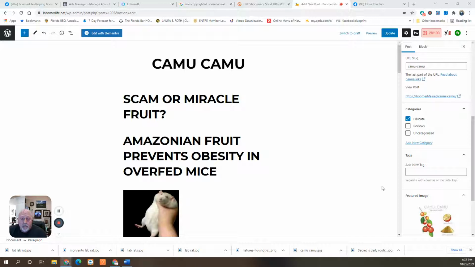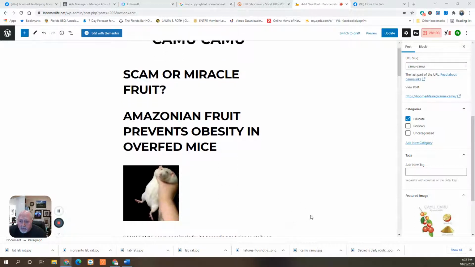I had never heard of this stuff until today, but I keep getting these emails about weight loss. I must be in somebody's niche on weight loss because I'm a fat bag of nuts. So I got this solicitation to buy Camu Camu. Never heard of it. So I wanted to know, is this a miracle fruit or a scam? So I went on to Google and started doing some research.